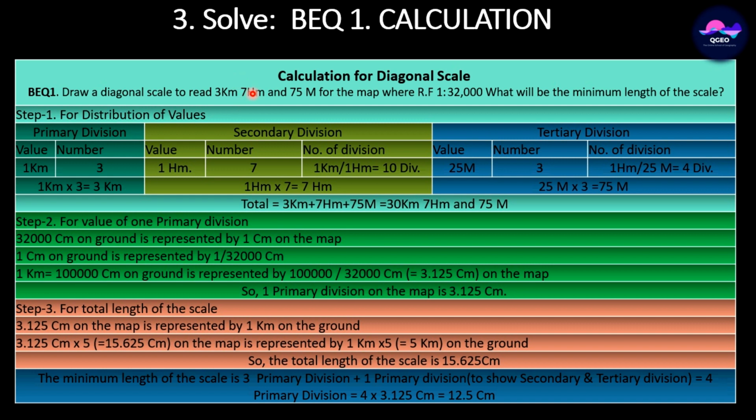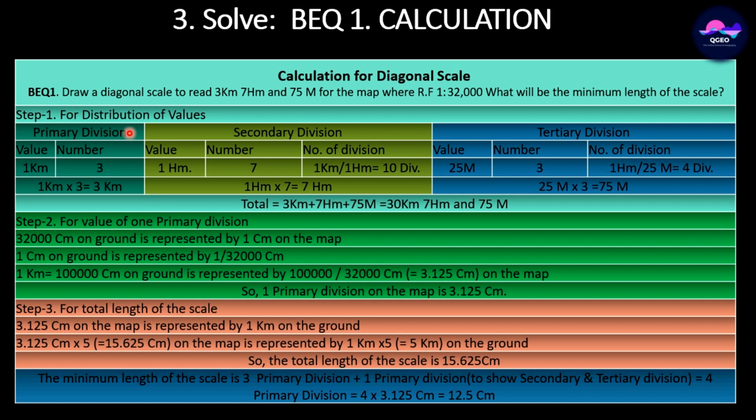At first, the calculation part will be subdivided into three parts. Step 1 for distribution of values, step 2 for value of one primary division, and step 3 for total length of the scale. Okay, now we can proceed.